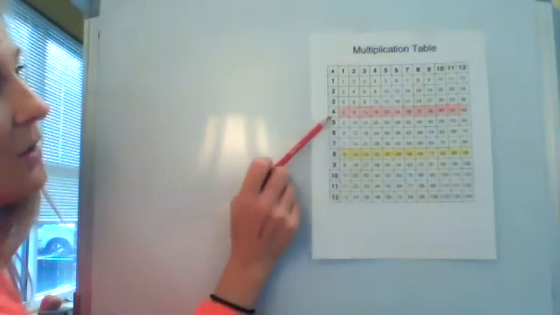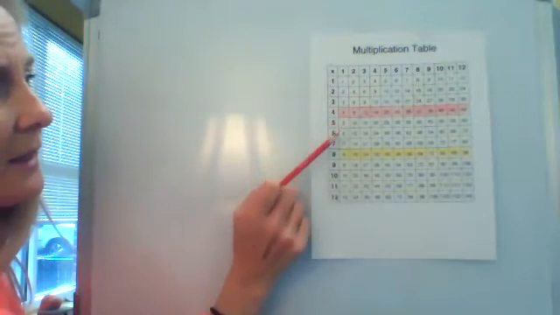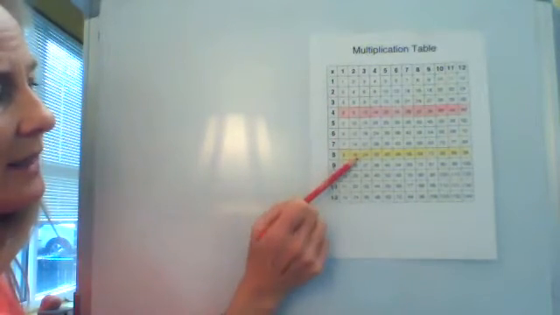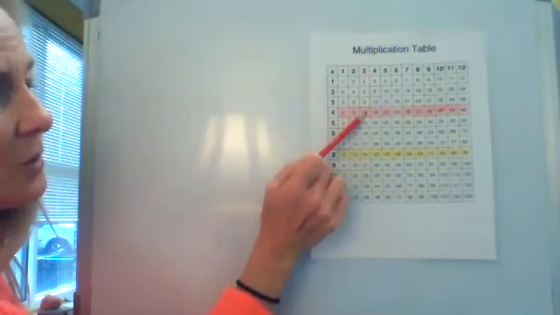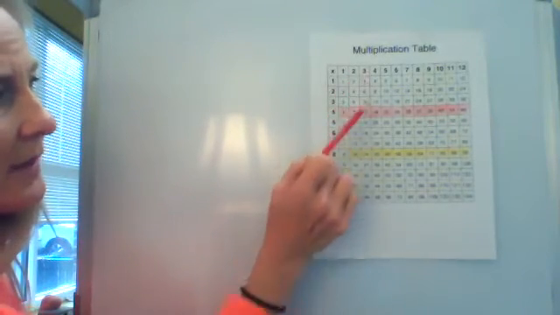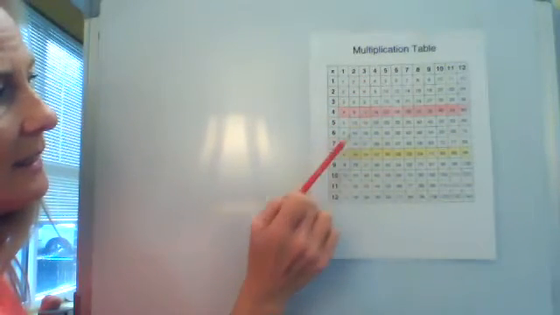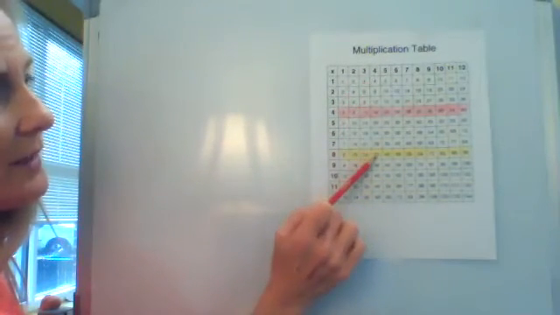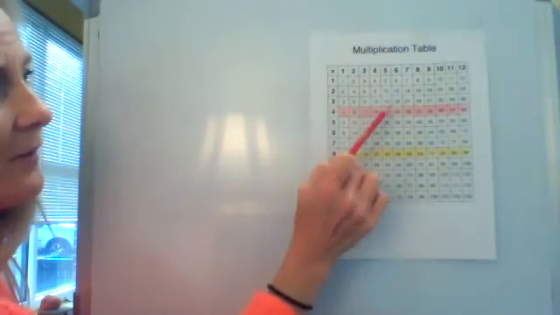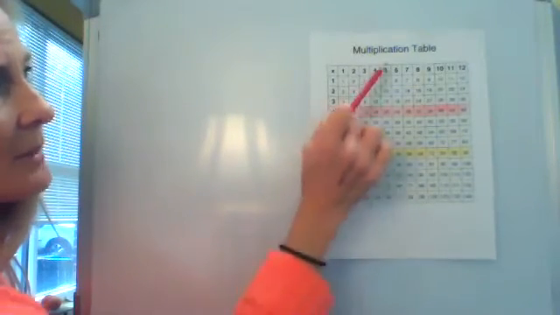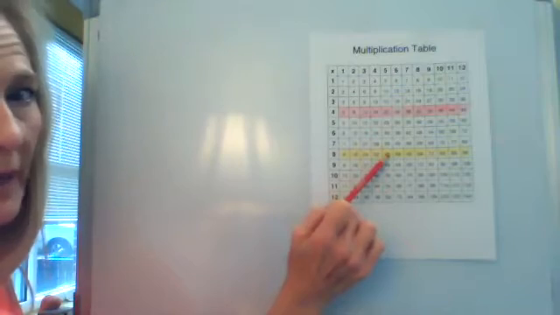Let's see. 4 times 2 is 8. 8 times 2 is 16. 4 times 3 is 12. 8 times 3 is 24. 4 times 4 is 16. 8 times 4 is 32. 4 times 5 is 20. 8 times 5 is 40.